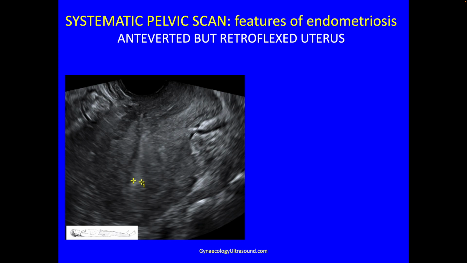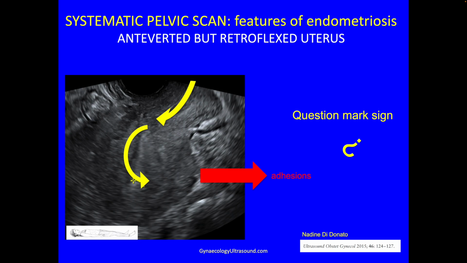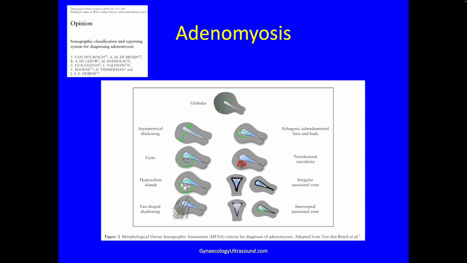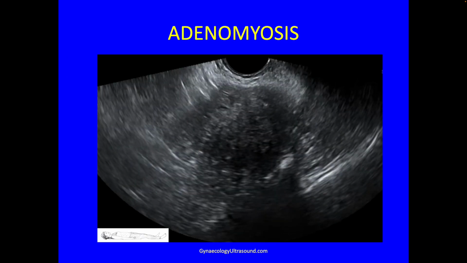So, starting the systematic pelvic scan, looking for features of endometriosis. This uterus here is anteverted but retroflexed, and it's retroflexed because it's pulled backwards by adhesions. This was published in 2015 by Nadine Di Donato. Adenomyosis as classified by the Musa group. Lots of different features of adenomyosis, again a close sister condition of endometriosis.